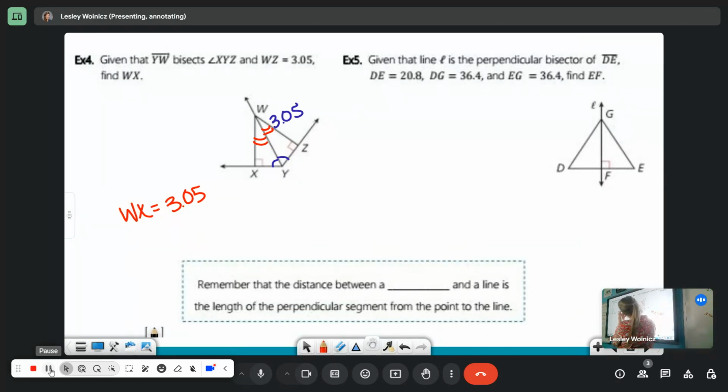Given that line L is the perpendicular bisector of DE, so let's code that. We know it's perpendicular. We also know that it's bisecting DE, so these two lengths are the same measure. We know that DE is 20.8. We know that DG is 36.4. EG is also 36.4. What is EF?